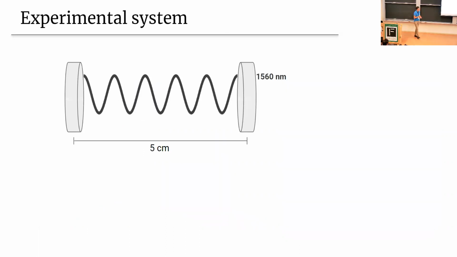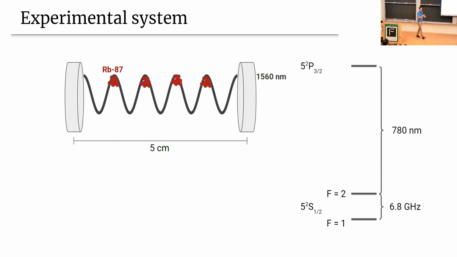Okay, and so let me now introduce our system. So we have a cavity that's about 5 centimeters long, which is pretty macroscopic, and it supports 2 wavelengths. And one wavelength it supports is this 1560 nanometer wavelength, which we use to make a lattice in there. And then the atomic species we use is the simplest you can find as an experimentalist, rubidium-87.